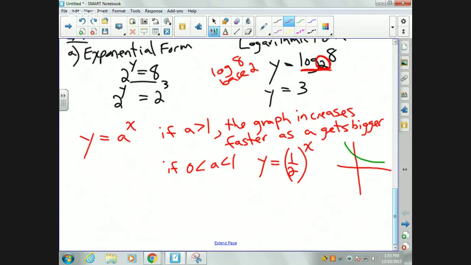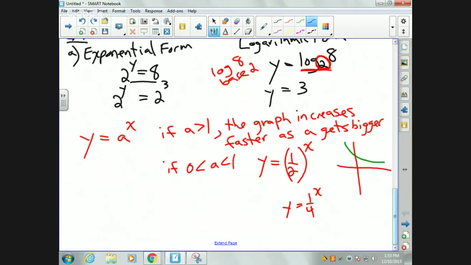Yeah, it was like this before. So if a is 1/2, we get a graph that looks like this. What's going to happen if a is 1/4? Well, let's have a look. If a is 1/4, so if we're looking at y equals (1/4)^x, let's just look over here.